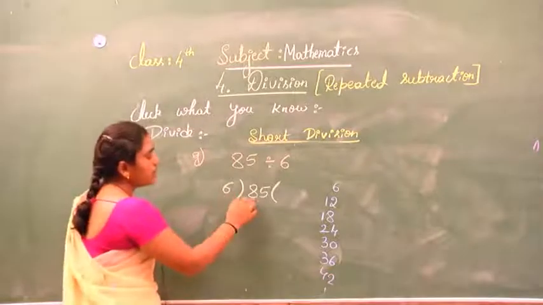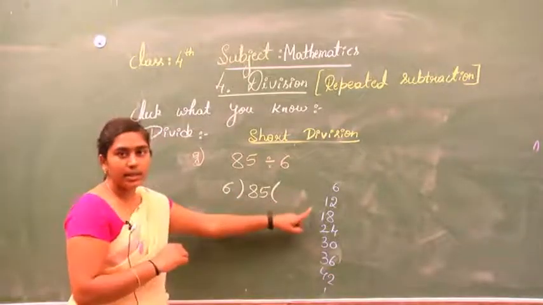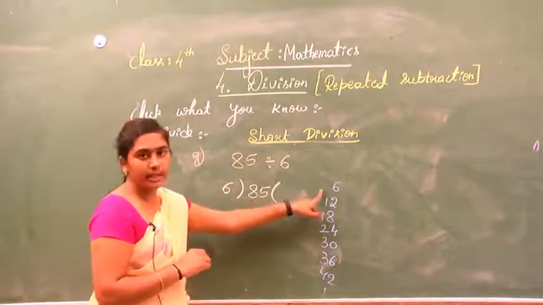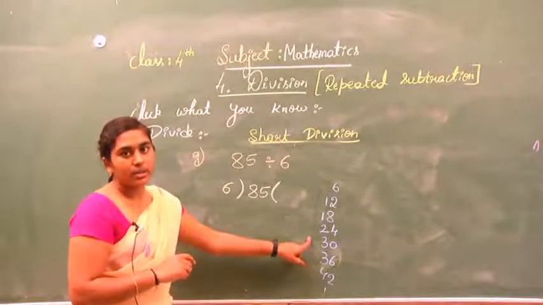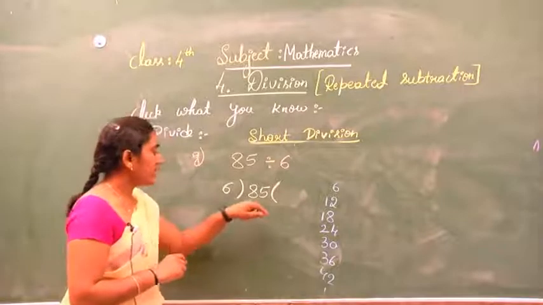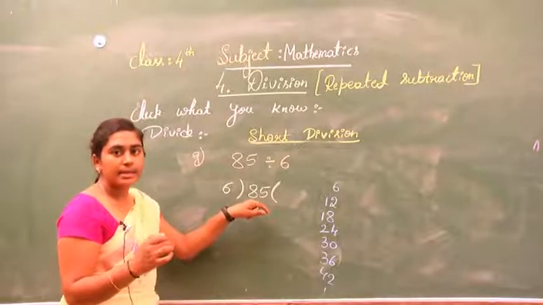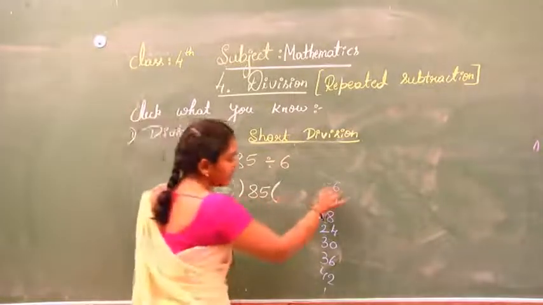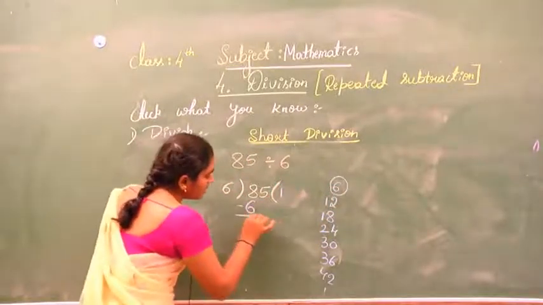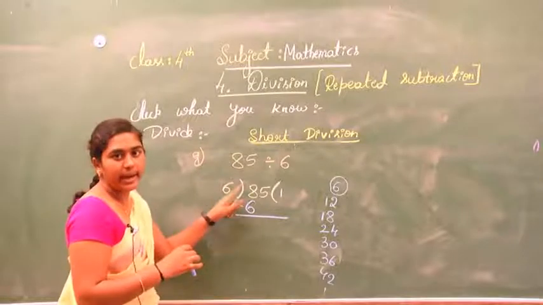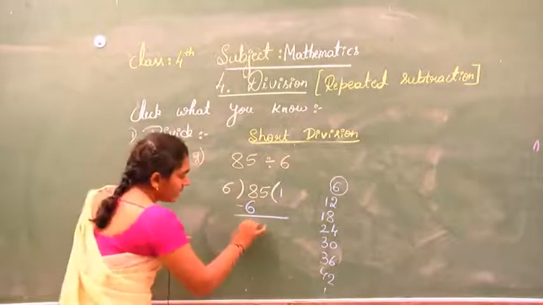Okay, first number is 8. You have to see the tables. Is there any 8 in this table? Single digit 8, it is not there. So which is the number nearer to 8 and less than 8? That will be 6. So 6 ones are 6. Now subtract, 8 minus 6 is 2.